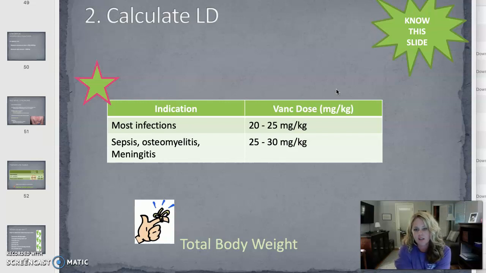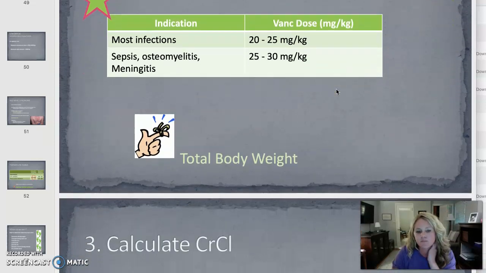So most infections are going to be 20 to 25. If you have a severe infection, we're usually going to limit that at around 25 milligrams per kilogram. In a young, healthy person, we may push that up close to 30, but usually 25 milligrams per kilogram for severe and 20 milligrams per kilogram for a mild infection like cellulitis.